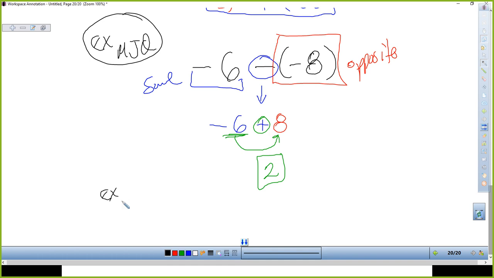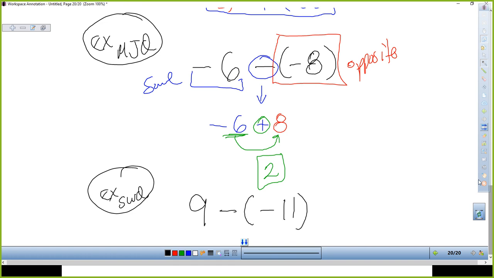Example, let's see, Star Wars Q. Alright, let's do 9 minus parentheses negative 11. Let's see how you do with those.